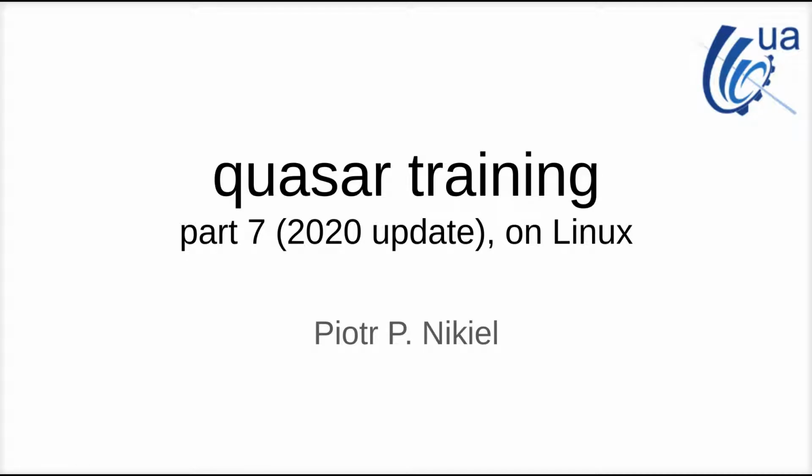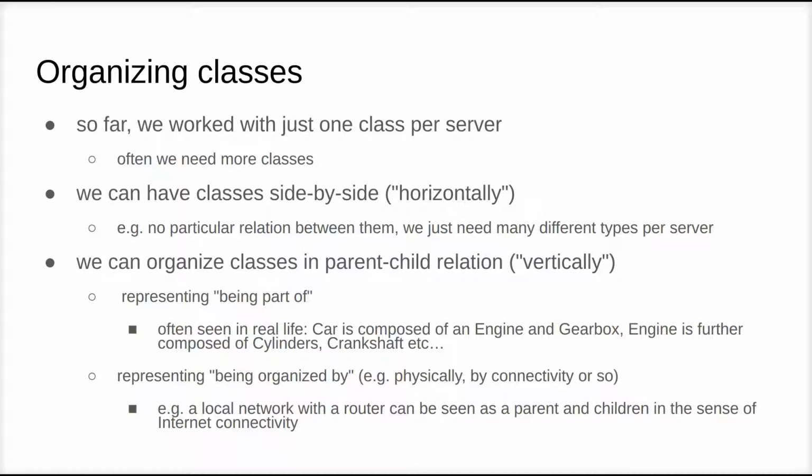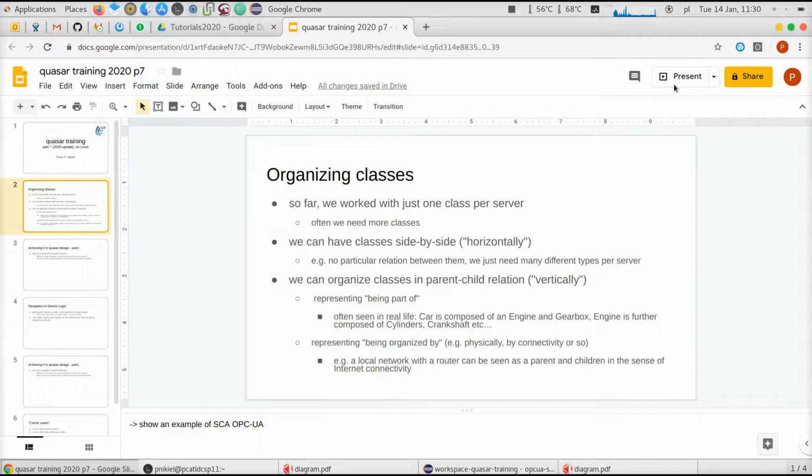And in this part, our primary topic is what happens when we have more than one Quasar class, and how do we relate classes to each other. So in the example so far, we worked with just one class, the motor class, but often, or I would say maybe even always, we need more classes. We need more classes because life is complex to that extent that rarely it fits just one class.